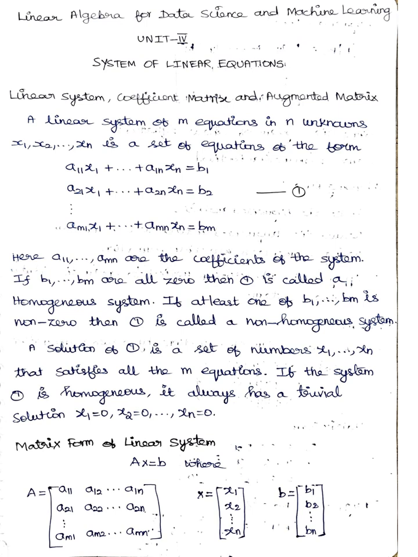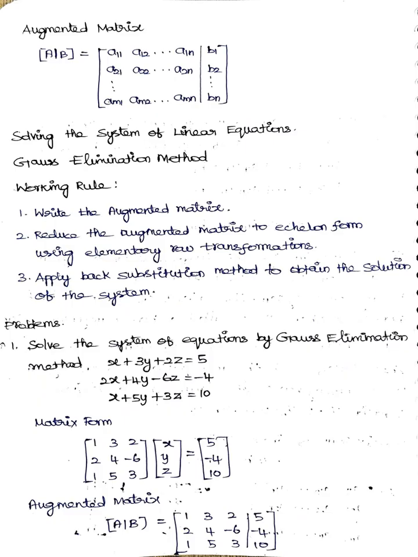Now the matrix form of a linear system of equations is called AX equal to B. A is the coefficient matrix of x1, x2 and so on, capital X is x1, x2 up to xn, and B is the right hand side of the equations. What is the augmented matrix? The augmented matrix is A given B, that is a11, a12 up to a1n, likewise up to amn, and B is b1, b2 up to bn.